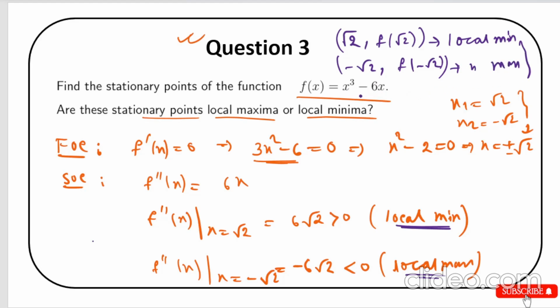And this is the way you find stationary points as well as local, and check how to identify whether they are local maxima or local minima or not. So this is the way of doing that.